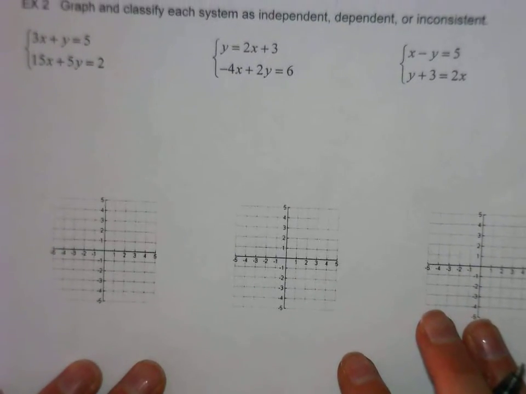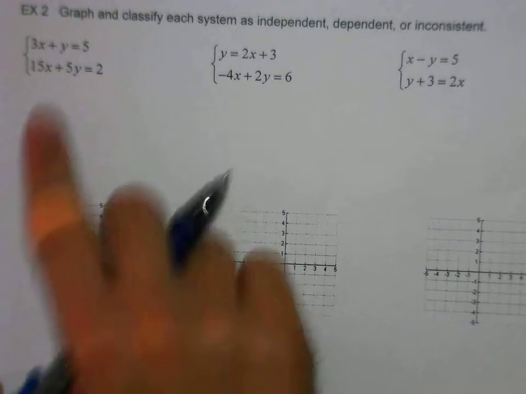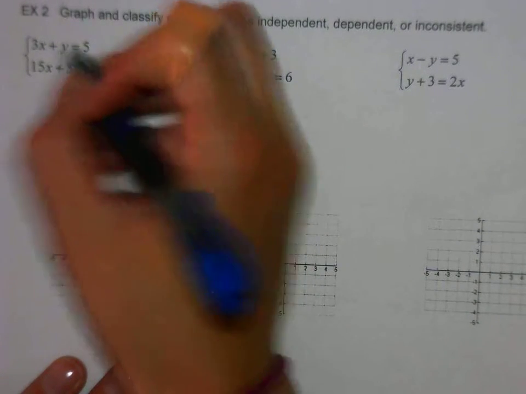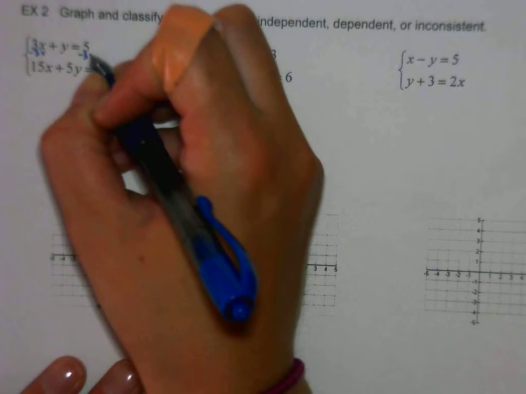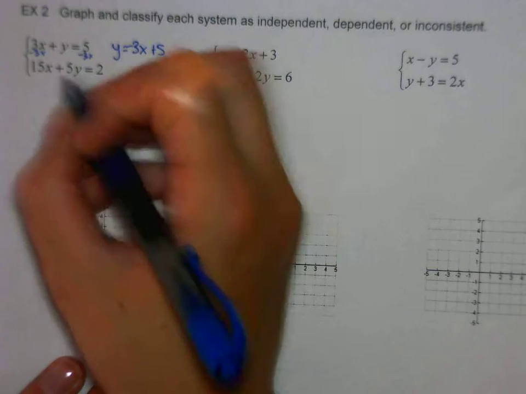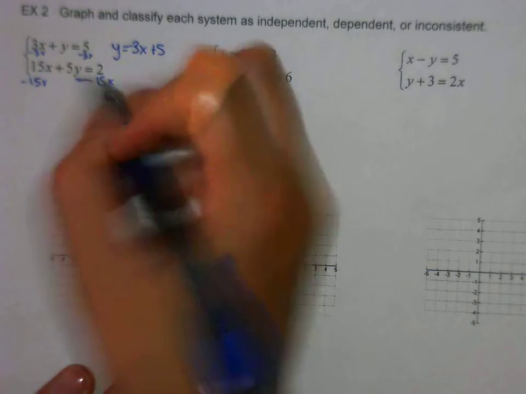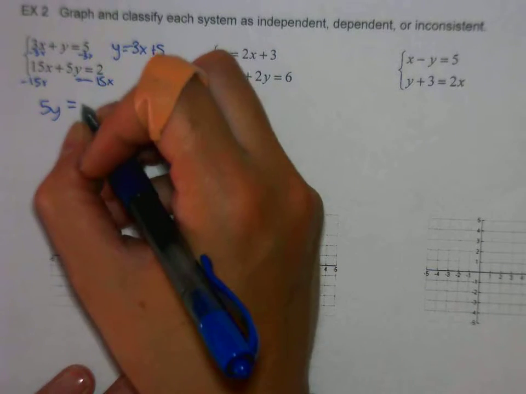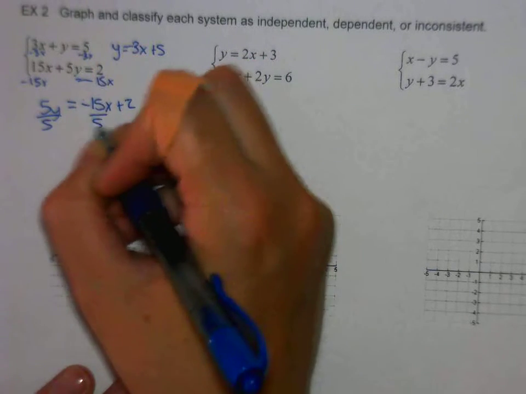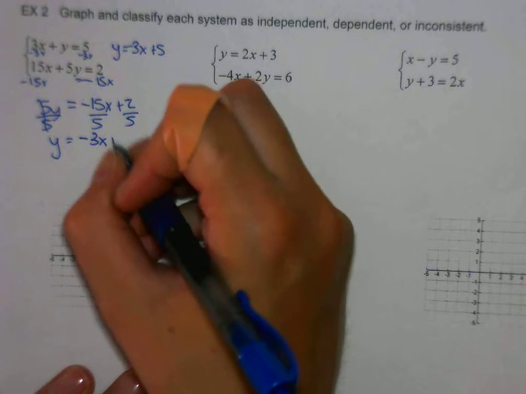In example 2, we want to determine if they're independent, dependent, or inconsistent. So let's graph them and then identify. For this first one, we can subtract 3x from both sides. So y equals negative 3x plus 5. Second problem, we subtract 5x from both sides, and then we'll have to divide everything by 5. So y equals negative 3x plus 2/5.